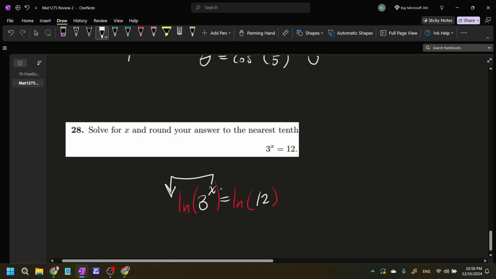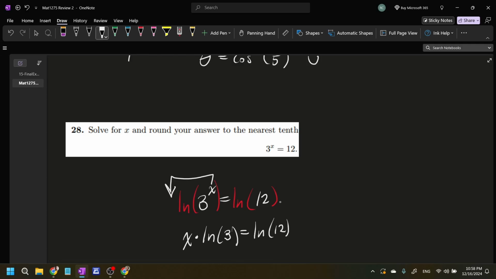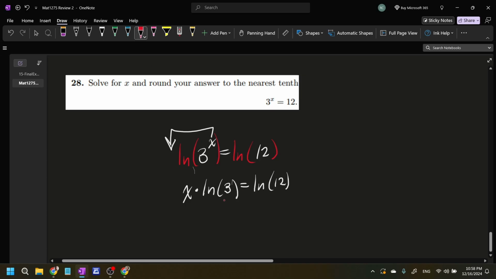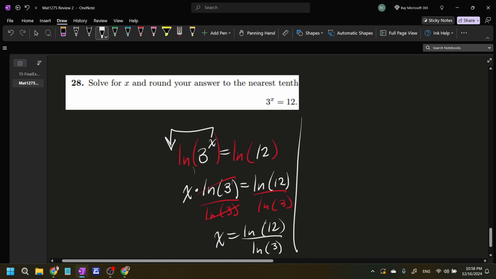So we can write natural log of 3 to the x, we take the exponent up and out, as x times the natural log of 3 equals natural log of 12, which we can then divide both sides by natural log of 3. Those will cancel, and we're left with x equals natural log of 12 over natural log of 3. Now, you might remember that this is also the change of base formula. So let's solve this a slightly different way.